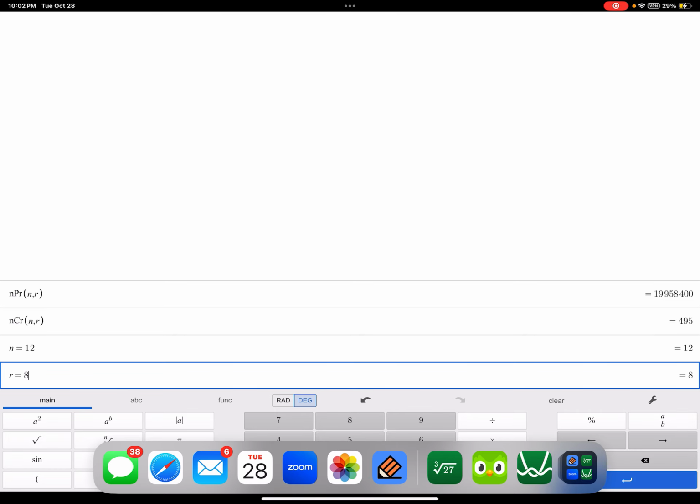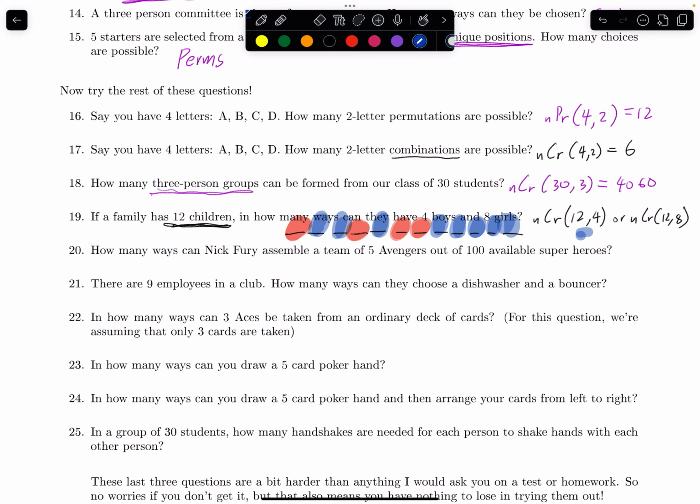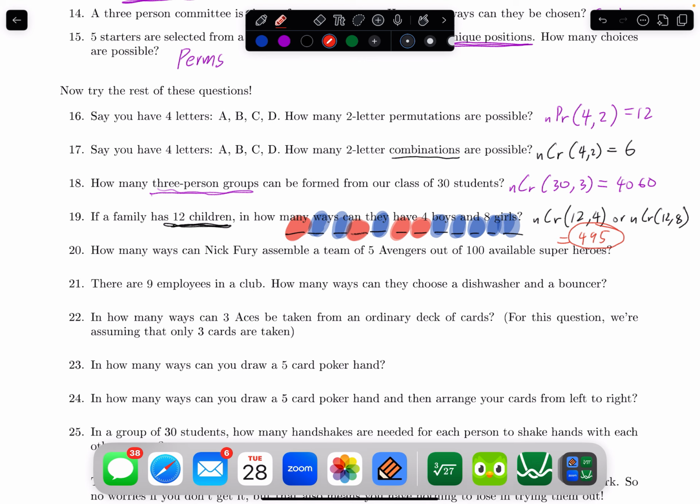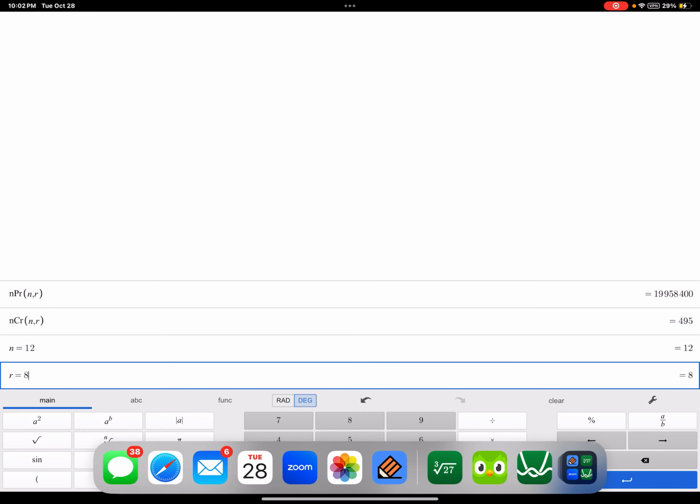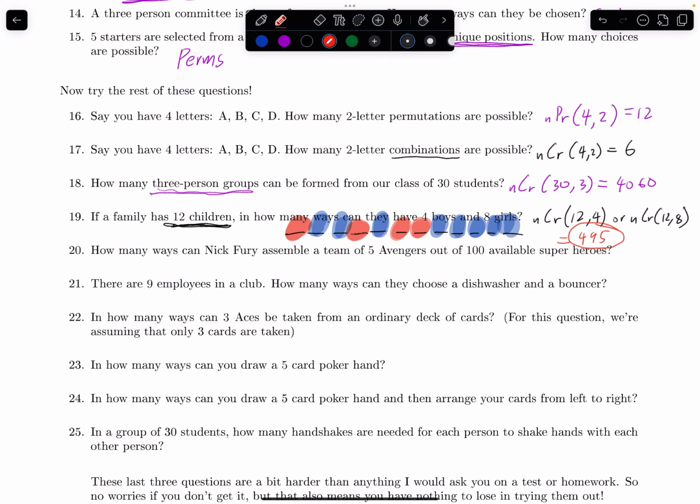All right, let's go back. 495 is the answer. Okay, word of caution here, guys. Important word of caution. As I'm telling you this, I'm telling you that I can choose 12, choose 4, or 12, choose 8. But make sure you do only one or the other. You don't do both. So if I do both, I'm going to end up double counting. 495 is the answer. But you just do one or the other, not both. All right, I'm going to cut the video off here, and then in the next video, we'll finish up the remaining questions.